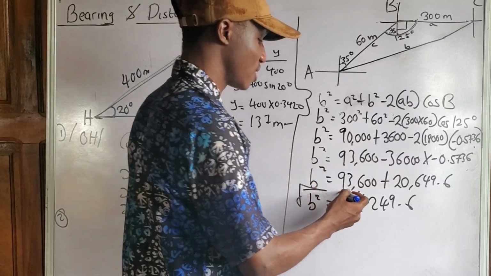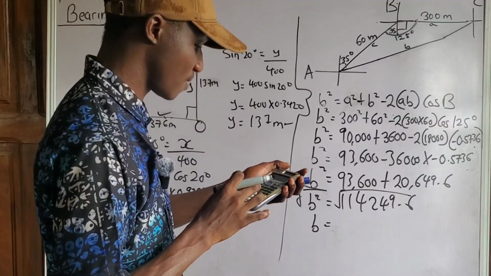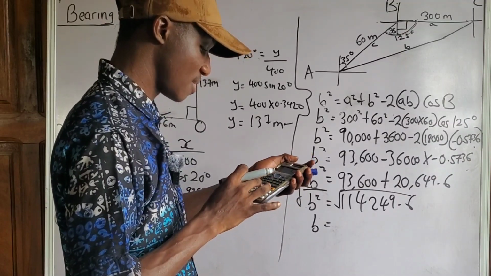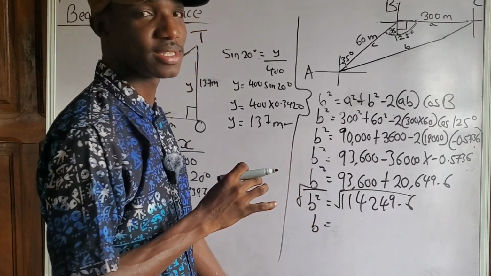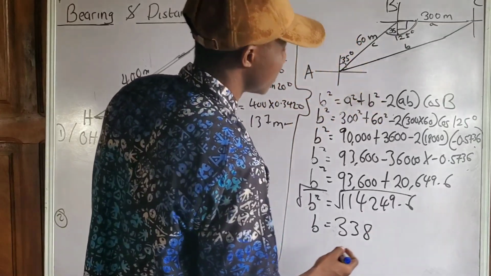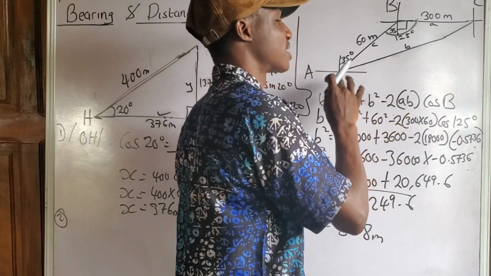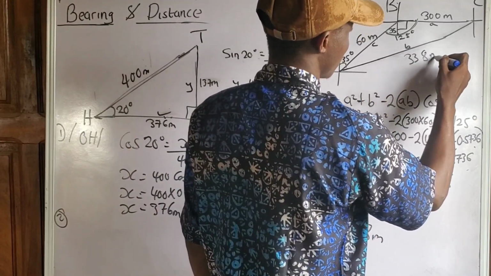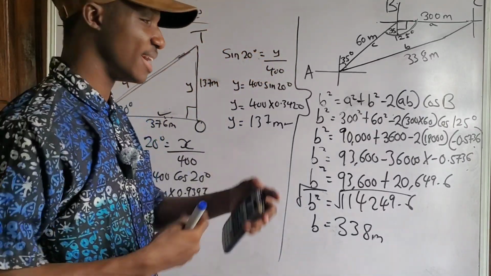So this is square root and this is square root. B is equal to the square root of 114,249.6. What is the square root? That is 338.0. So 338 meters. So the distance between the starting point is 338 meters. Do you understand? If you didn't understand, listen to the explanation again.